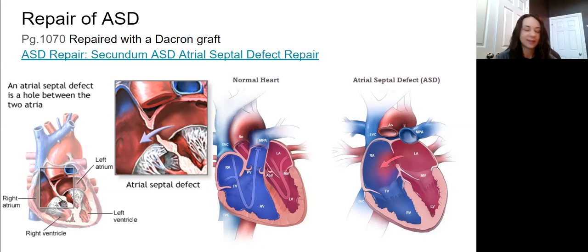Same page, right side of the page toward the bottom. A child who's asymptomatic for this defect should undergo surgical repair around the age of 4 or 5. So what I need you to do is read through basically the difference of what they do when the patient is symptomatic versus asymptomatic. And then lastly, you'll see that they're going to use a Dacron patch or graft to fix this one. So that's why I reminded you of that at the top, but you can watch this surgery so that you can understand it.